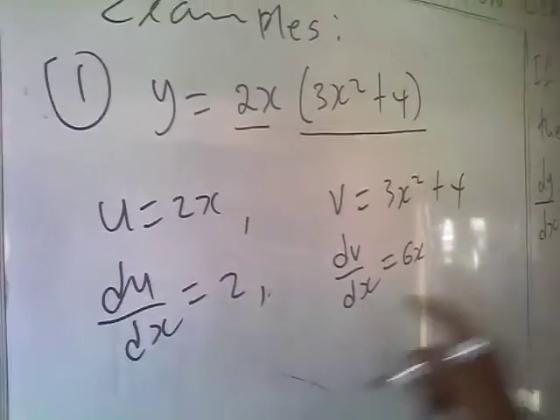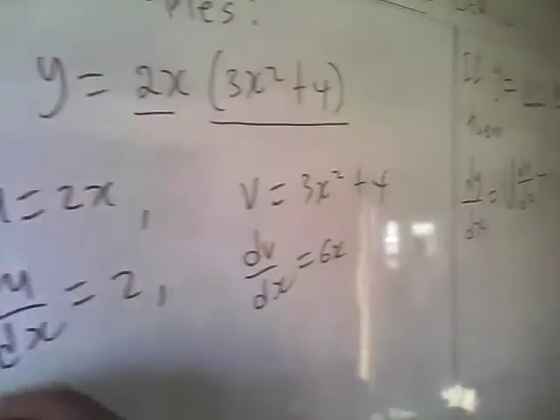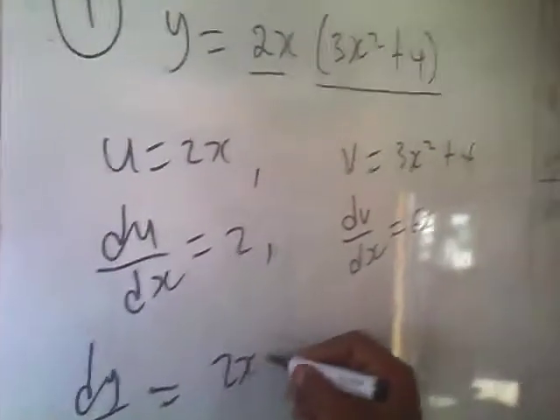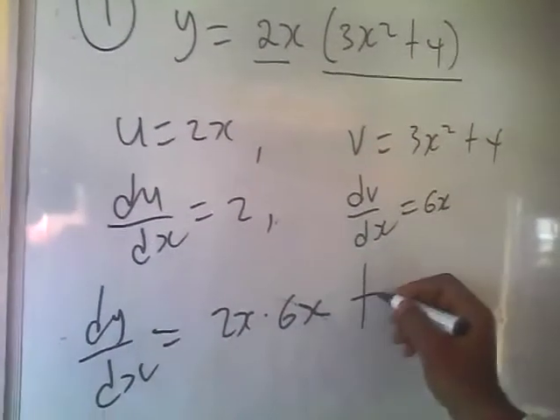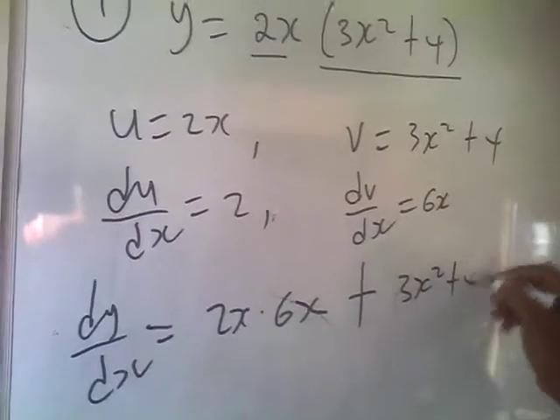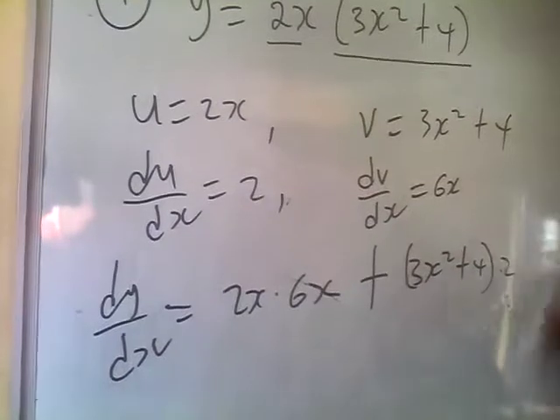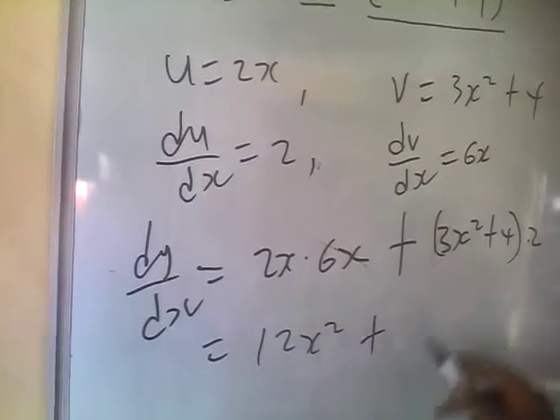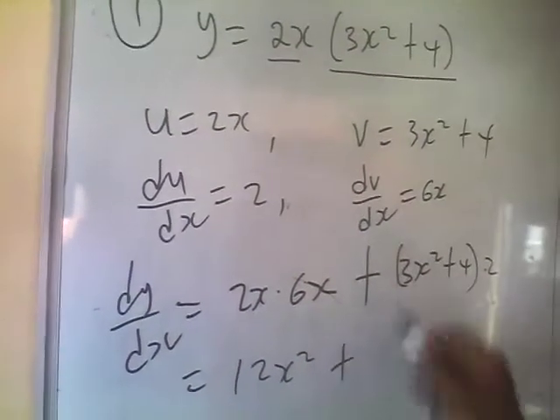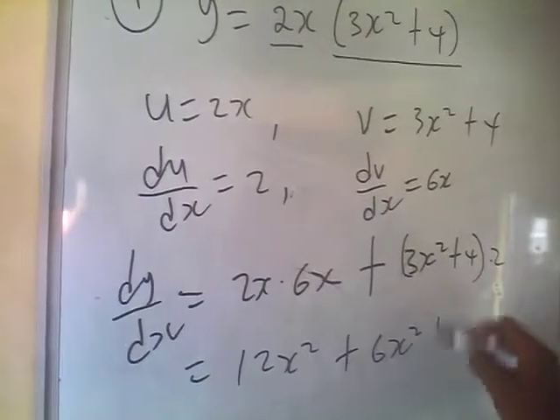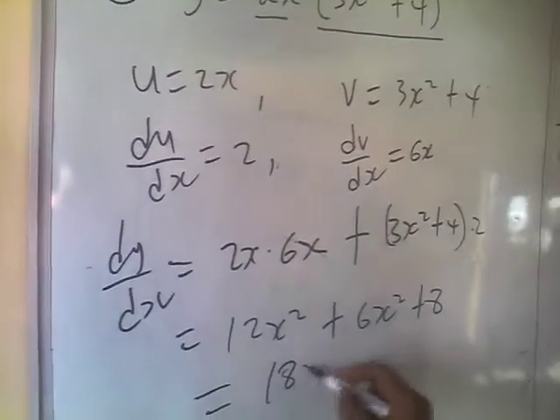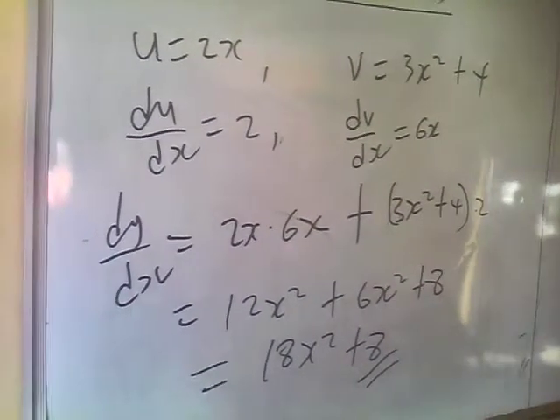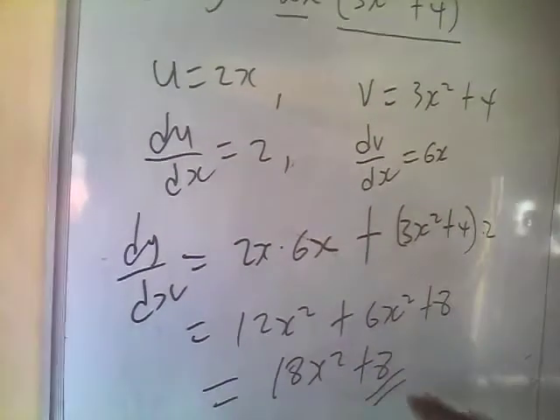Automatically, we can put these values into the formula, and we have dy/dx equal to u dv/dx, that's 2x times 6x, plus v, which is 3x squared plus 4, times du/dx, which is 2. Now, expanding that, we have 2 times 6, that's 12x squared, plus 2 times this one, that's 6x squared plus 8. So finally we have 18x squared plus 8. So that is the derivative of this function, 18x squared plus 8.